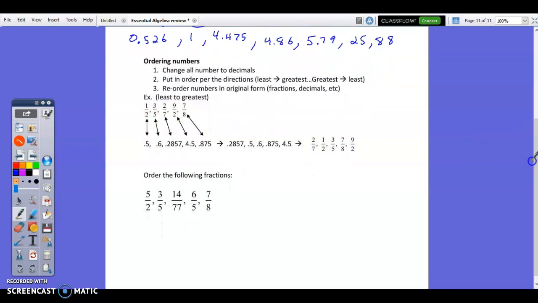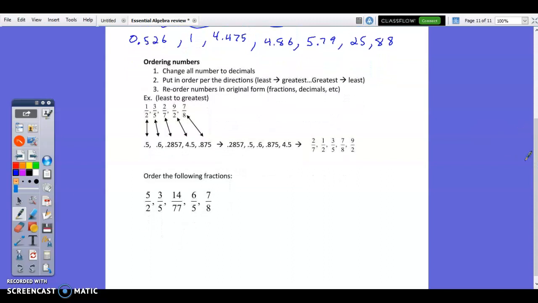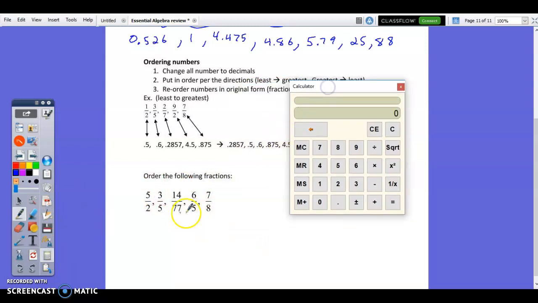All right, we've already previously learned how to change fractions to decimals, and we can do that simply by dividing. So I'm going to go ahead and do that. 5 over 2, 5 divided by 2 gives me 2.5. 3 divided by 5 gives me 0.6. 14 over 77, 14 divided by 77 gives me 0.18 repeating, so it's 1818.